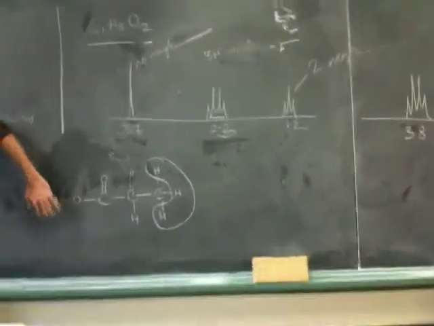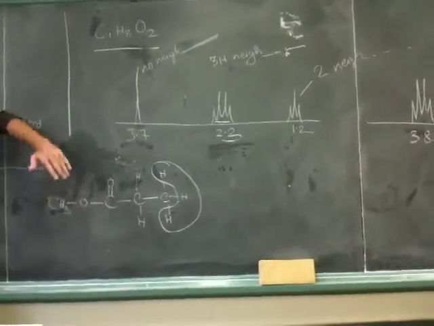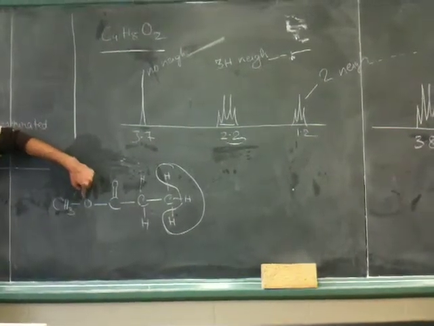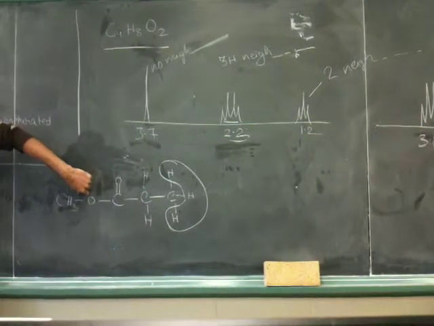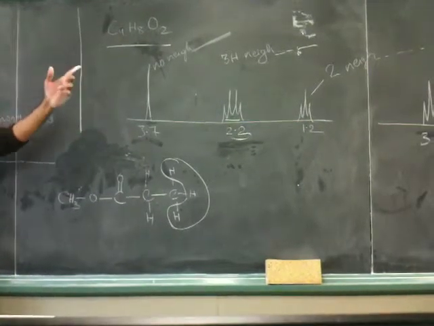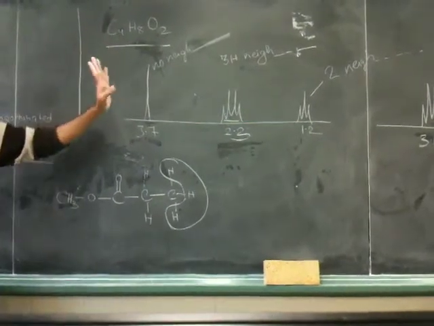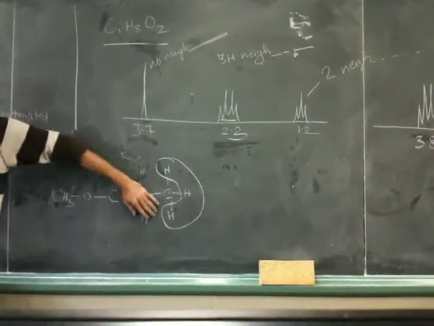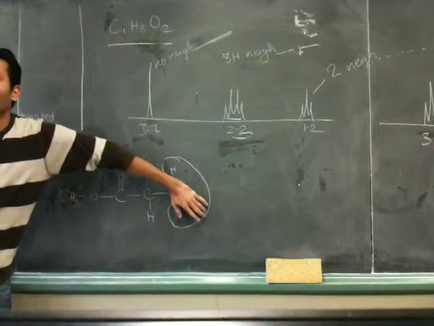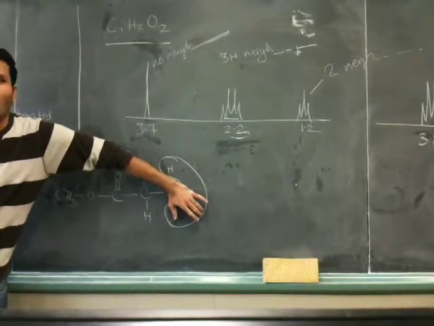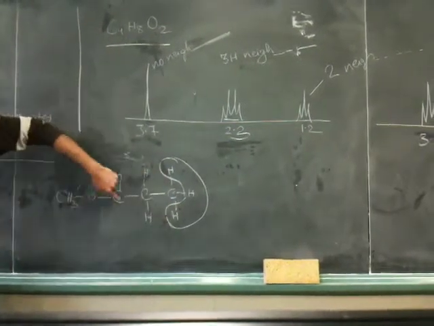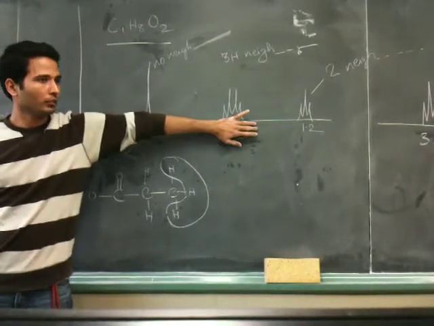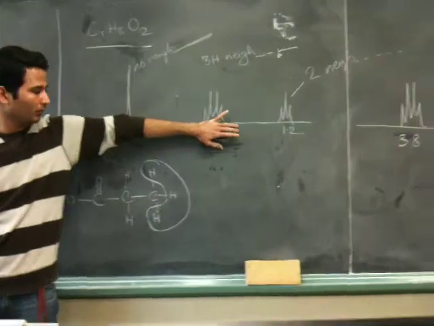CH3 has no neighbors, so a single peak, attached directly to an electronegative atom, which is oxygen. A single peak around 4. Around 4, not exactly on 4, coming on 3.7. This one has 3 neighbors. We expect a quartet for this one around 2.1, 2.2, something like that. We are getting it at 2.3.